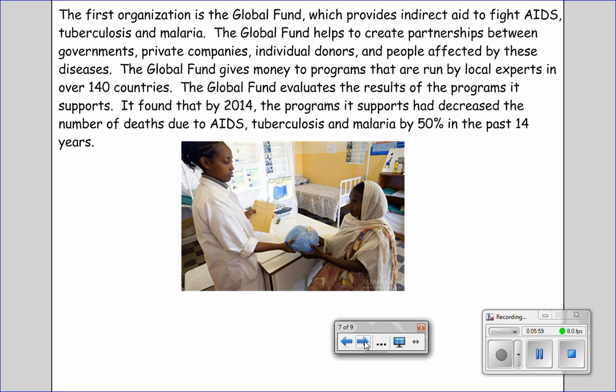The Global Fund gives money to programs that are run by local experts in over 140 countries. The Global Fund evaluates the results of the programs it supports. It found that by 2014, the programs it supports had decreased the number of deaths due to AIDS, tuberculosis, and malaria by 50% in the past 14 years. That is a great statistic. Certainly room for future growth, but to cut down the number of deaths by 50% in under 20 years means that there's some good work being done.